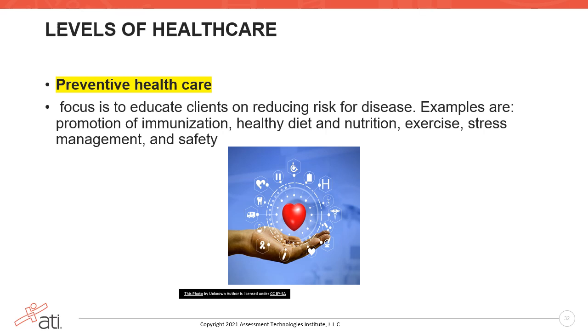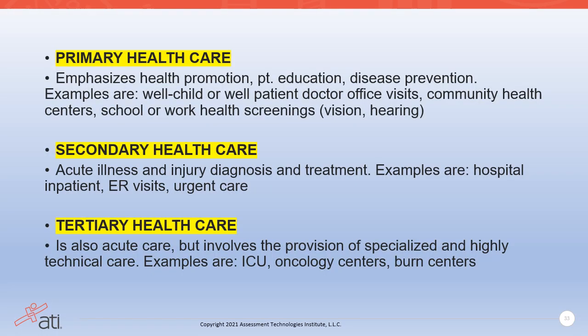What are some examples of these? Let's see. The focus is to educate the client on reducing risk. Examples are promotion of immunization. So immunizing, the well child checkups, that would be a good example. Healthy diet, nutrition, exercise, stress management, and safety. This might be going to your regular care provider on a regular basis to prevent having problems, regular checkups as a child or as an adult, well mother baby checks before a problem were to occur.